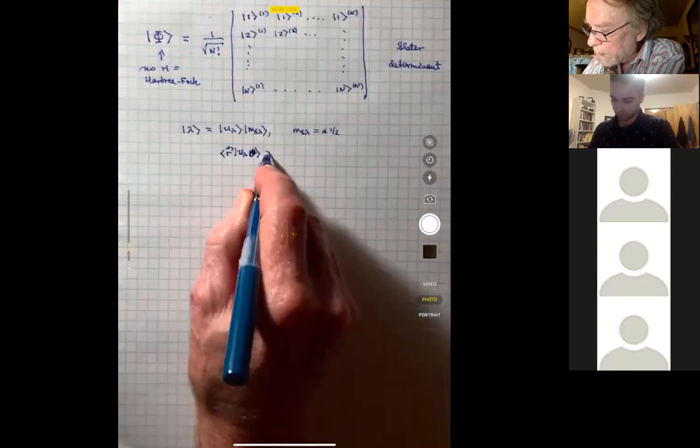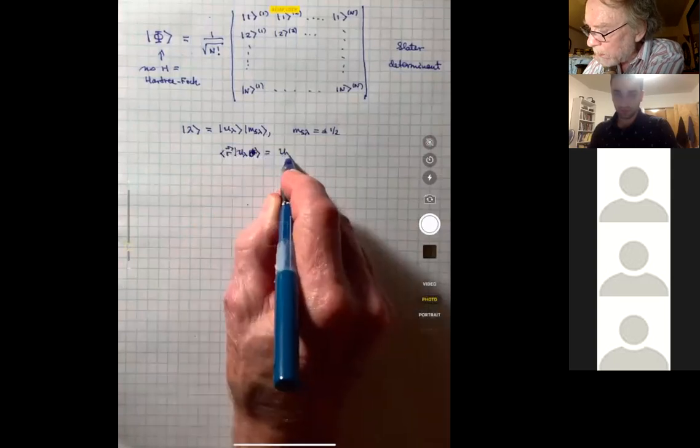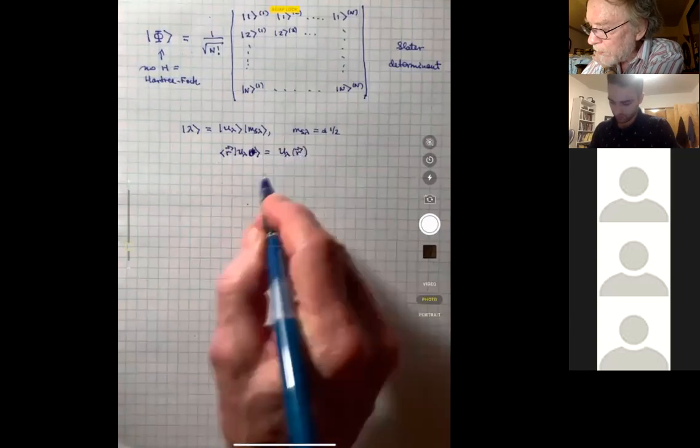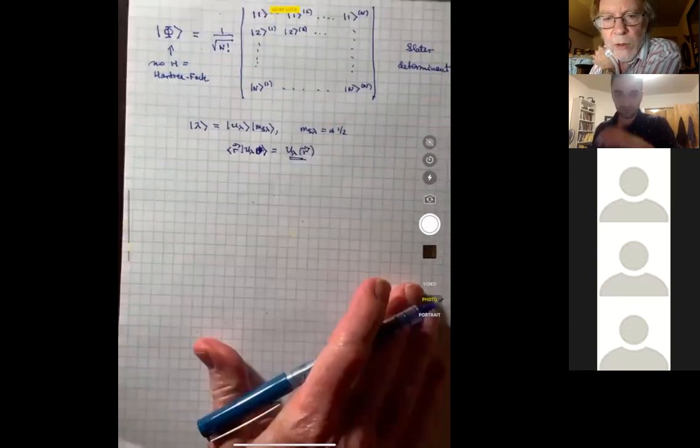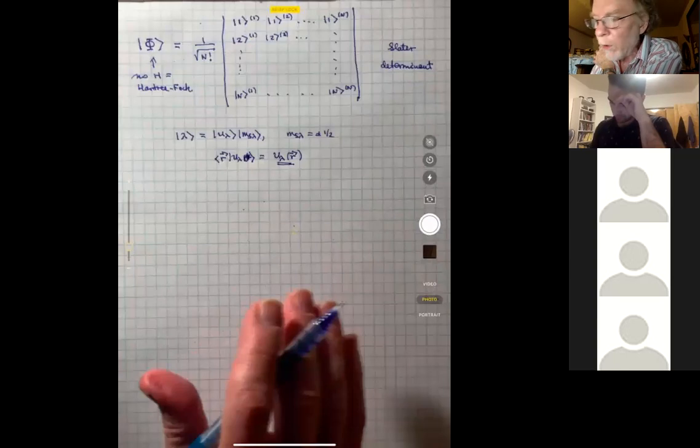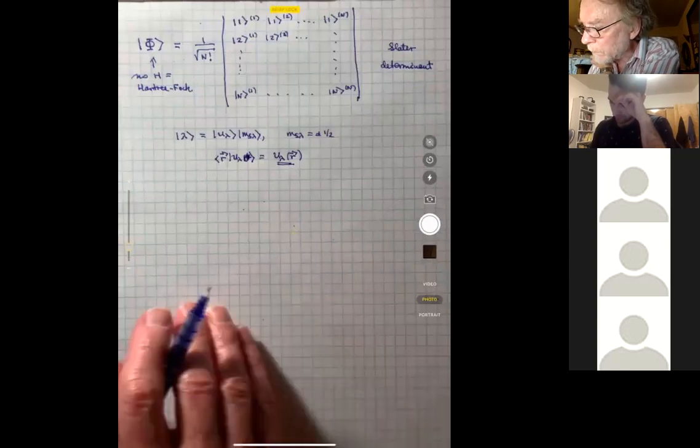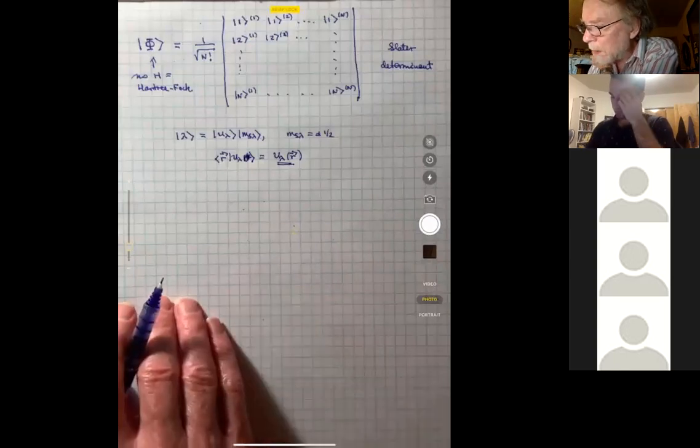Let me write it correctly here. This is u lambda of r. And as in the Hartree theory, these are the variational parameters. Those are the things we want to solve for. All right. Now then, what else to say about this?